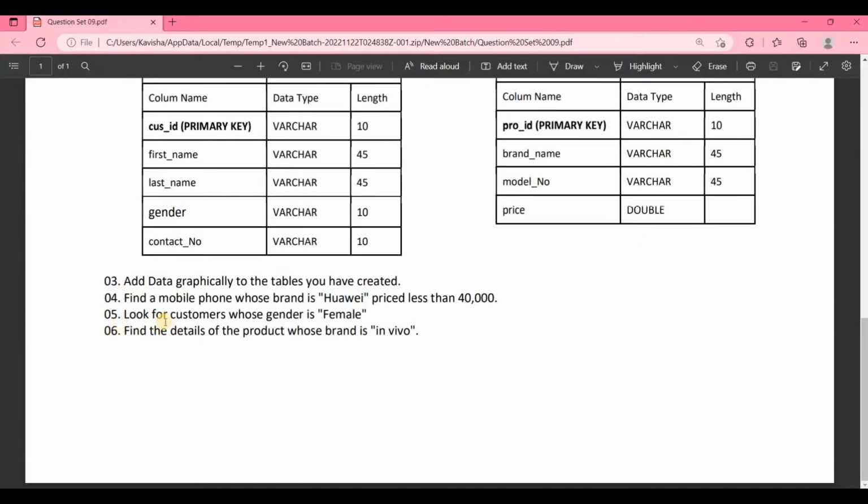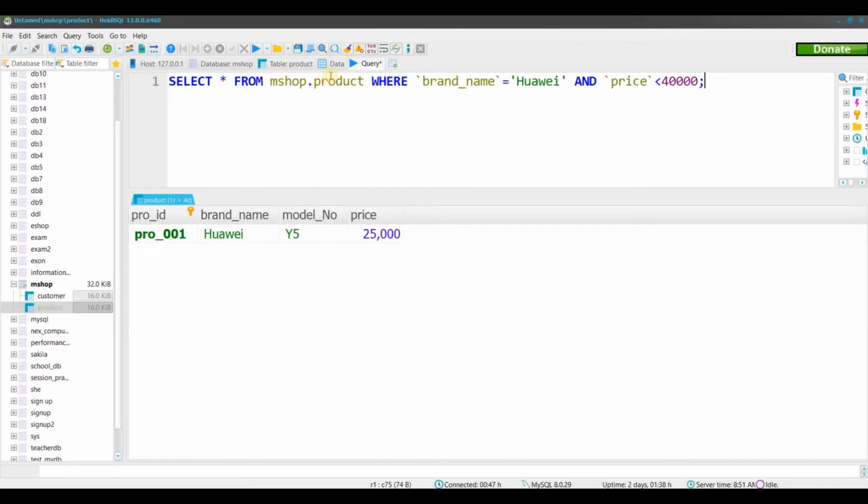Here, look for customers whose gender is female. I have to get the results of the customers whose gender is female. Let's write the query. I have to search in the customer table, and the condition is gender equals female. This is the query for the 5th question.